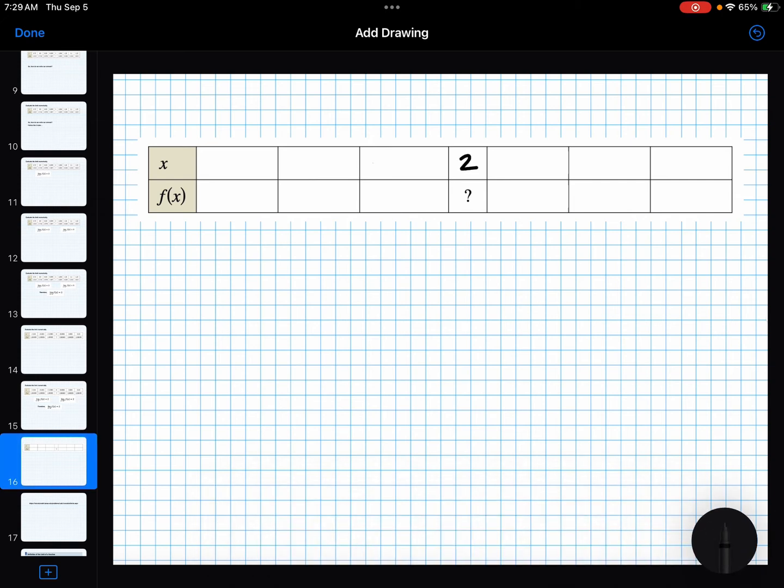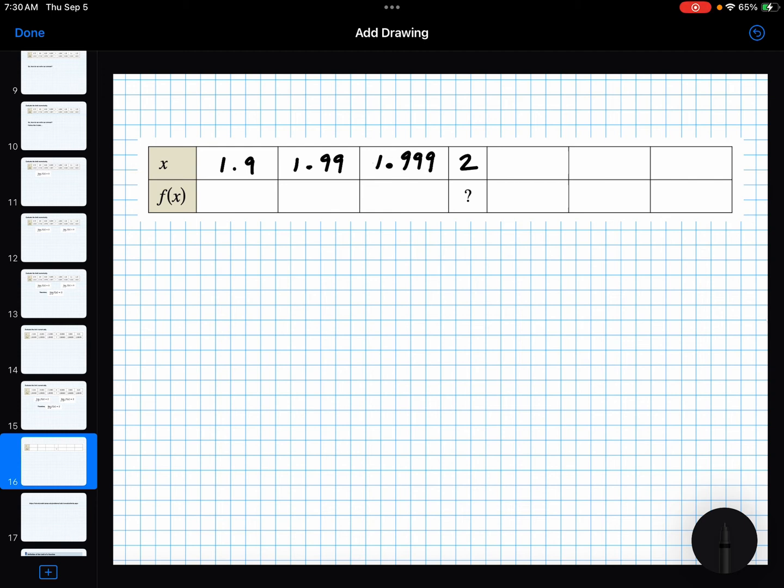If I was approaching 2 from values on the left side of 2, what I would do is start 1/10 of a unit to the left of 2. That would be 1.9. Then I would decrease the distance by a power of 10. So 1/100th of a unit, that would make 1.99. And then 1/1000th of a unit, 1.999.